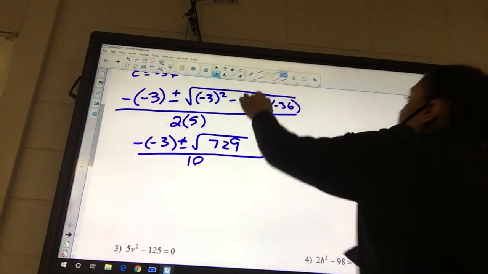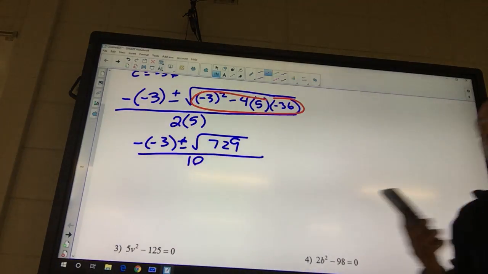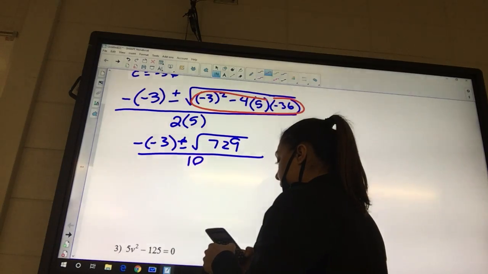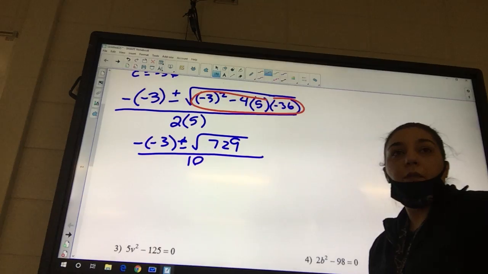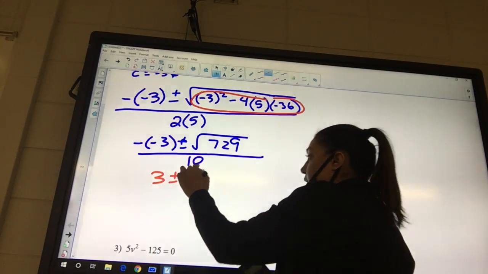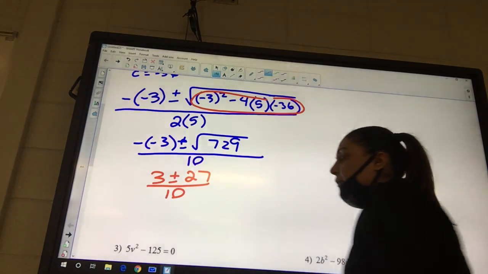Okay? Because you guys did just this part. You typed in just this part. But if you hit that square root button first, so a square root of 729 is just 27. What is this? Negative 3. Positive 3. So you're going to have 3 plus or minus 27. Okay, that's what I get for this. Over 10.